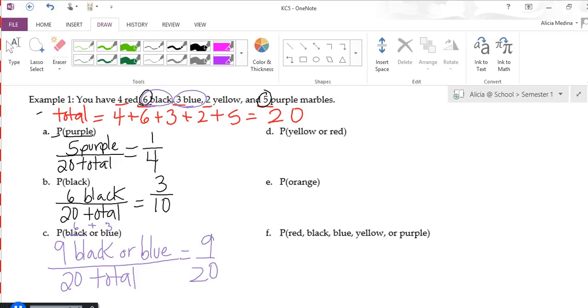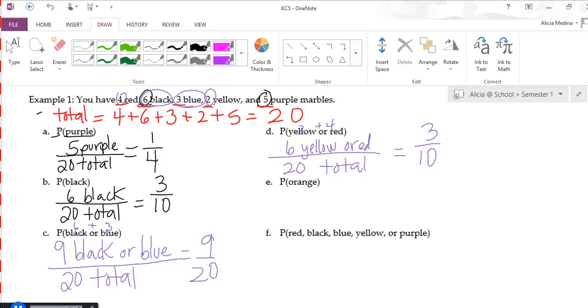Probability of yellow or red. So yellow, I have 2 yellows. And then how many reds do we have? We have 4 of these. So if I add those 2 together, 2 plus 4 is 6. So 6 yellows or red, and we have to divide that by our 20 total. Alright, so the probability of a red or a yellow is going to give us a 3/10 probability.